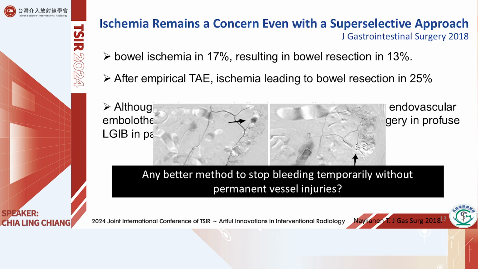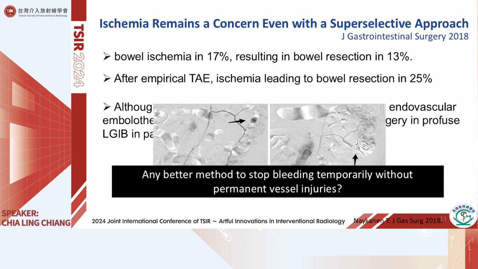When we do a super selective approach with PVA or glue or coil, the bowel ischemia rate is about 70%, and the bowel resection rate is about 13%. If we do empirical TAE for lower GI bleeding, like this one, where he used some coils in the marginal artery, the ischemia leading to bowel resection rate is about 25%.